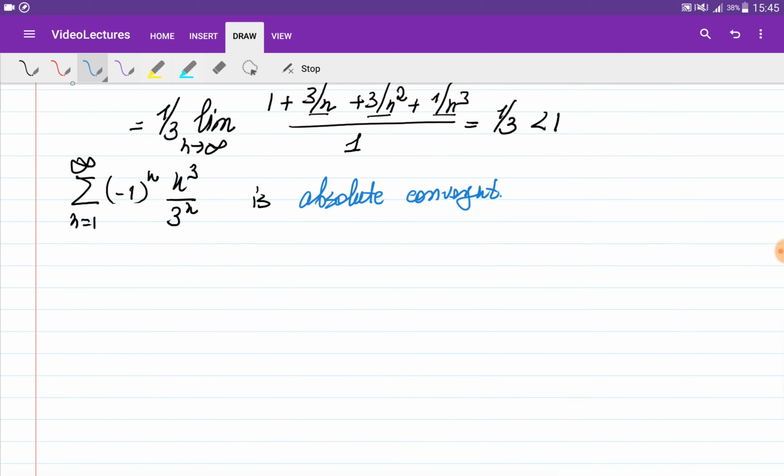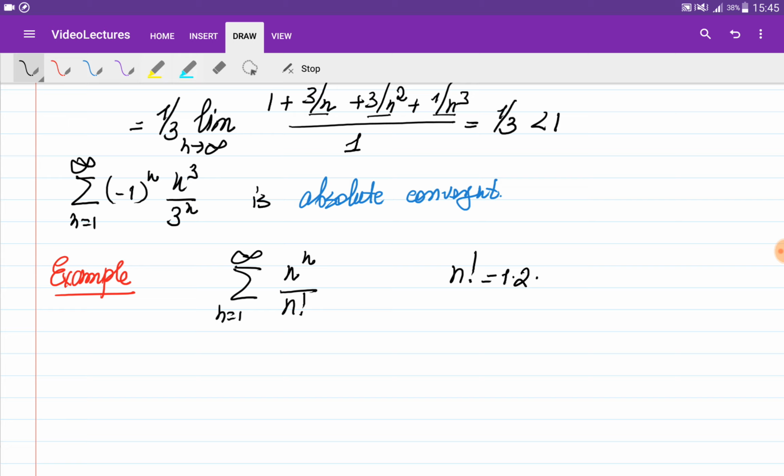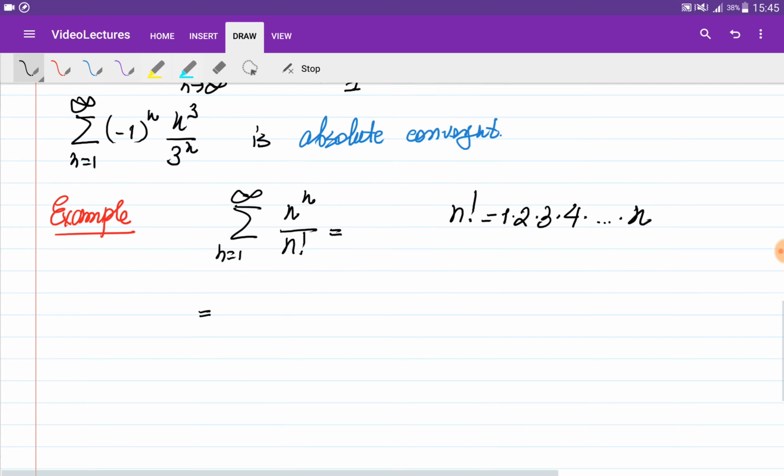So let's consider the second example. In this example, we're going to test for the convergence of the following series: n in the power of n divided by n factorial. Basically, I would like to remind you that n factorial is a multiplication of the natural numbers starting from 1: 1 multiplied by 2, multiplied by 3, multiplied by 4, until n, right?